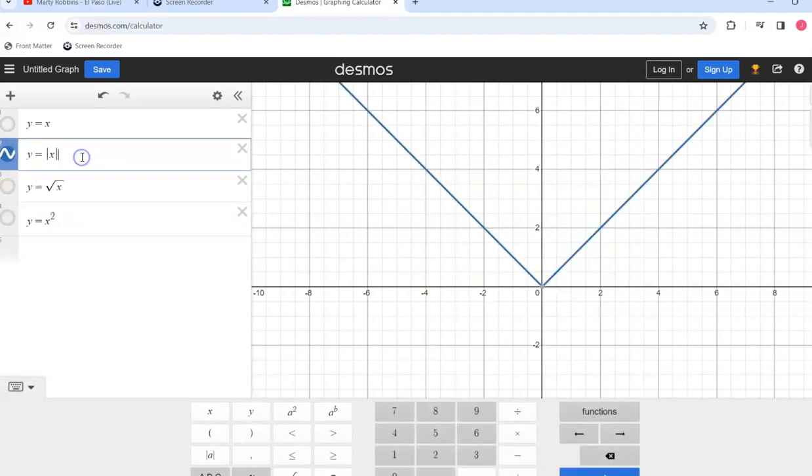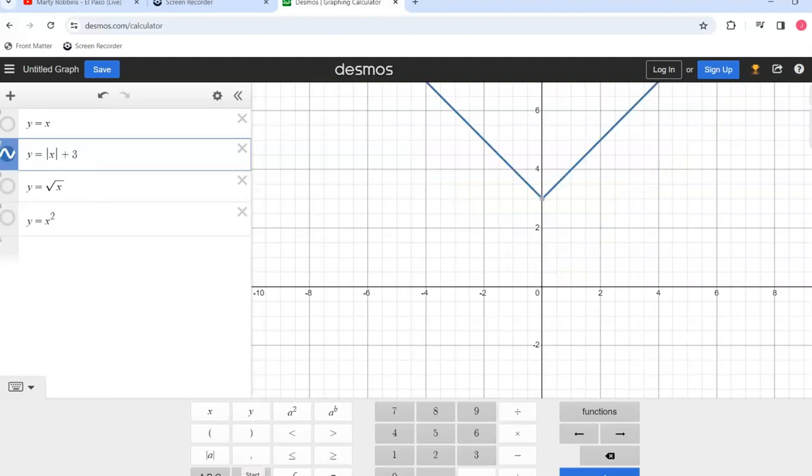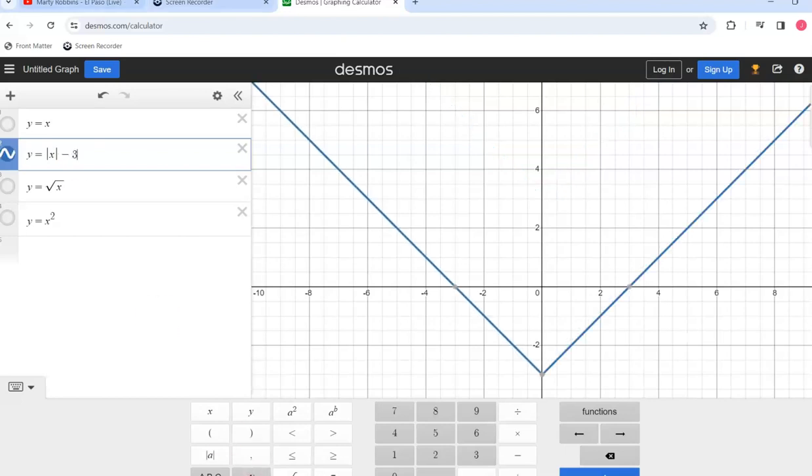So I'm going to come back to this one. Doesn't really matter which one. If we append a number to it, it goes up or down. So you can see that went up 3. This goes down 3. Okay.